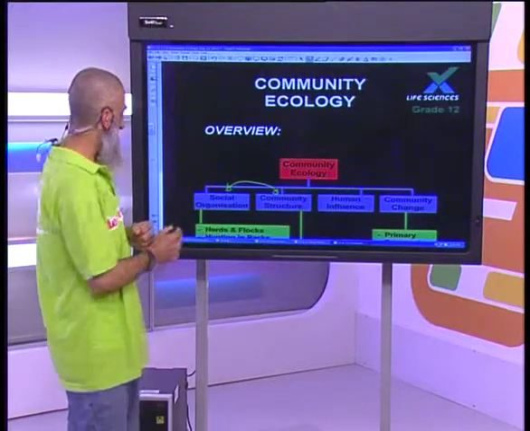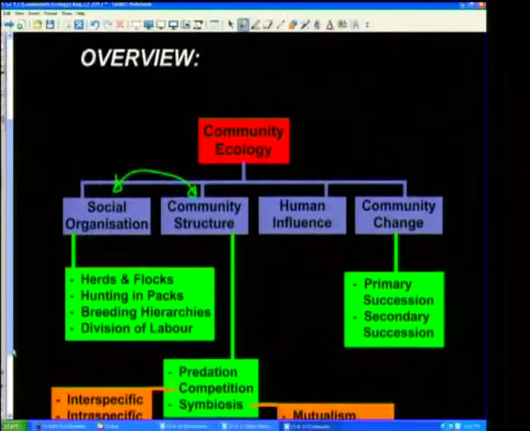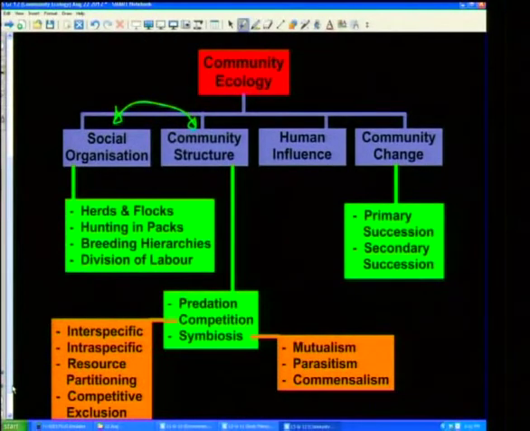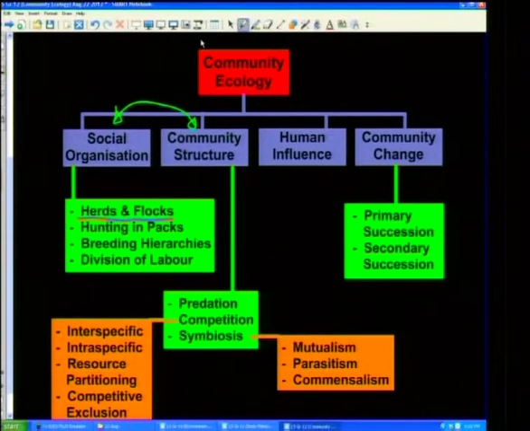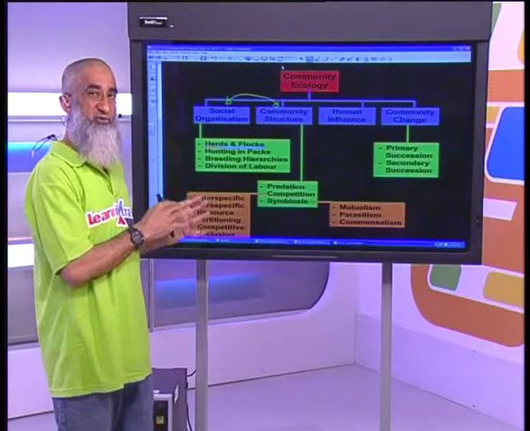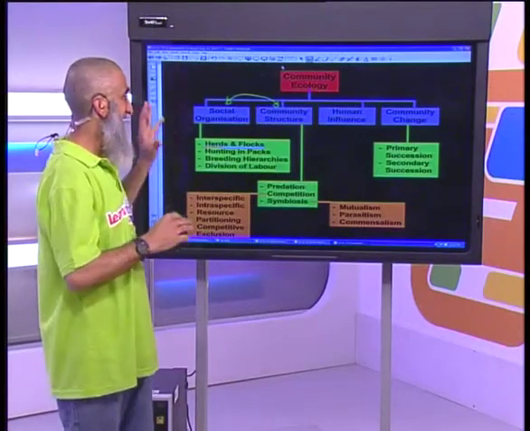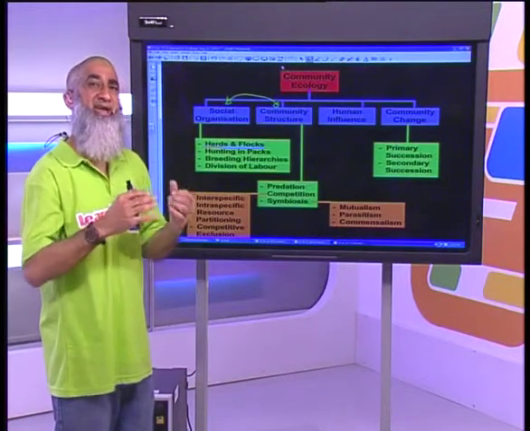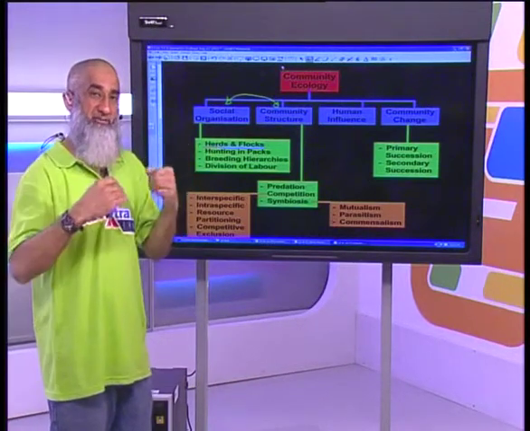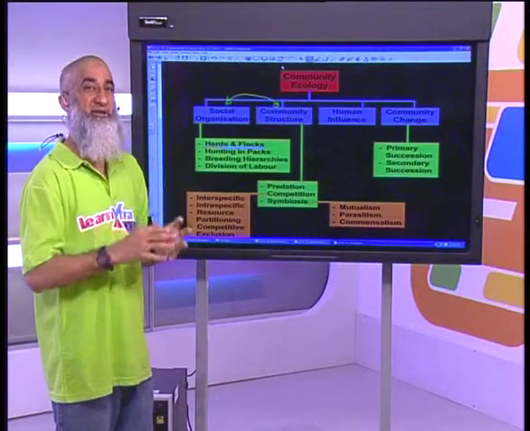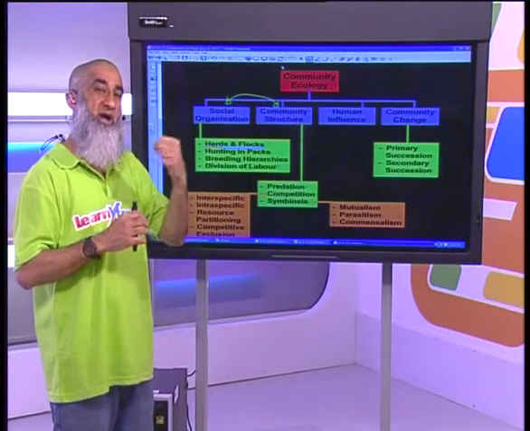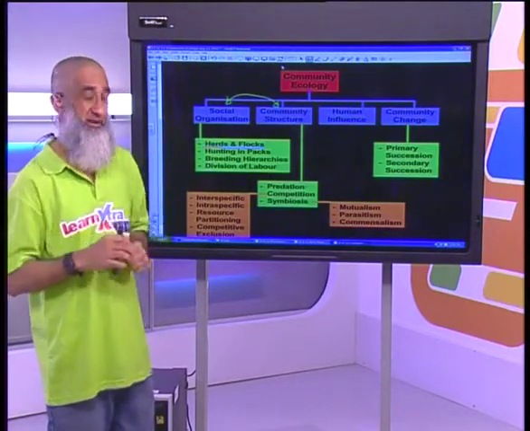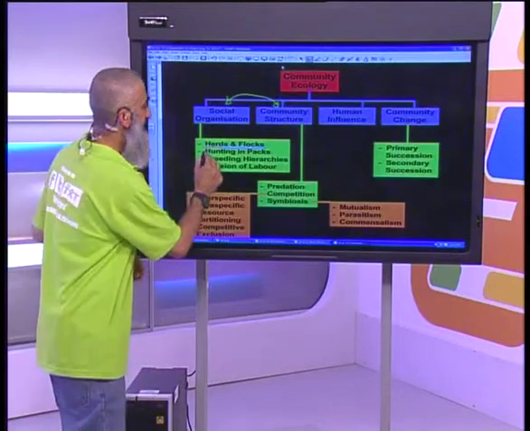In terms of social organization, we look at herds and flocks. When we're talking of herds and flocks, we're looking at a protective mechanism. Herds and flocks are generally a way in which the prey, those that are being hunted, protect themselves against the predator. The next one is hunting in packs.